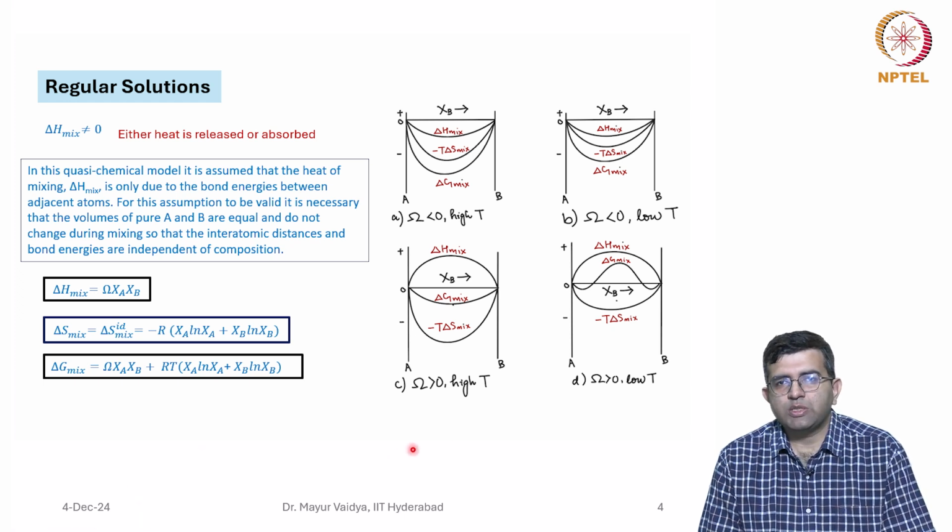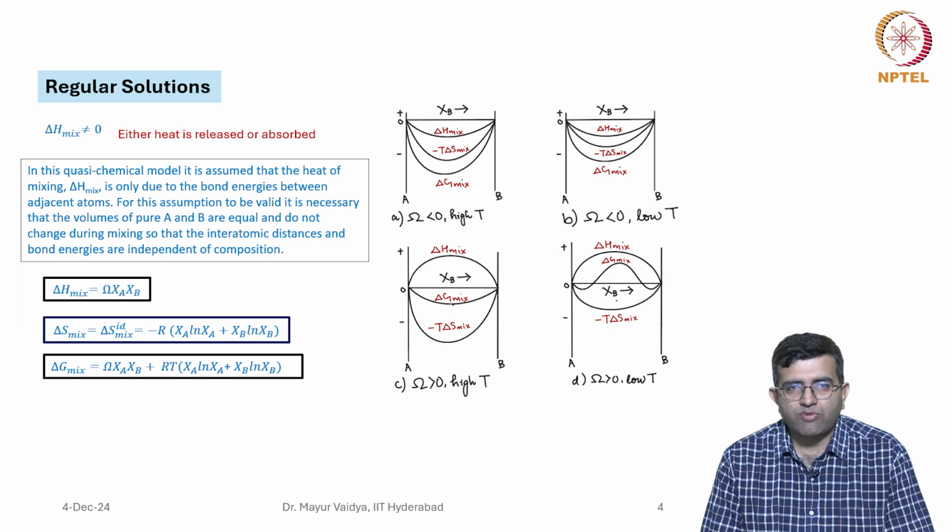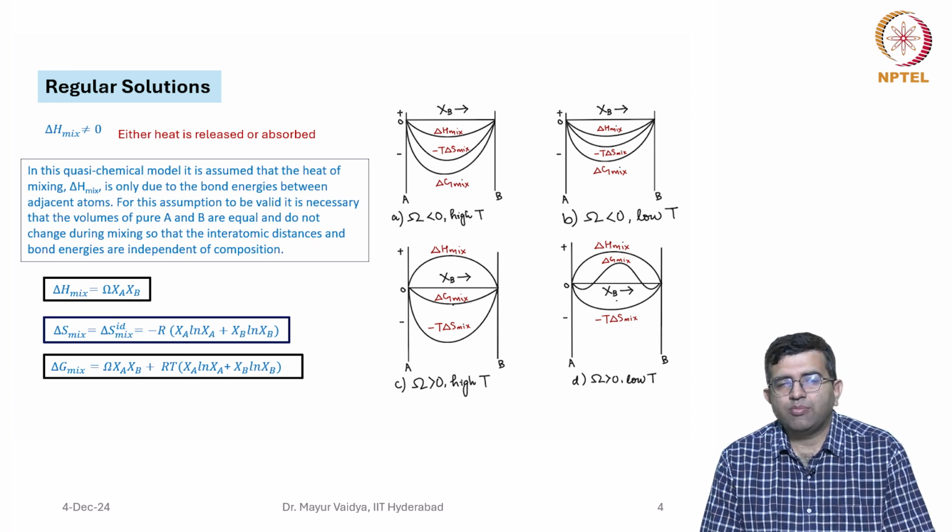But what happens when the omega is greater than 0? So, now when the omega is greater than 0, there are 2 possibilities. When omega is greater than 0, that means this term is a positive term. So, when you are at sufficiently high temperature, that means this term is sufficiently negative. You can see here that this is the delta H mix, which is positive because omega is positive. But if the temperature is high, this term is highly negative. As a result, you will get delta G mix entirely negative.